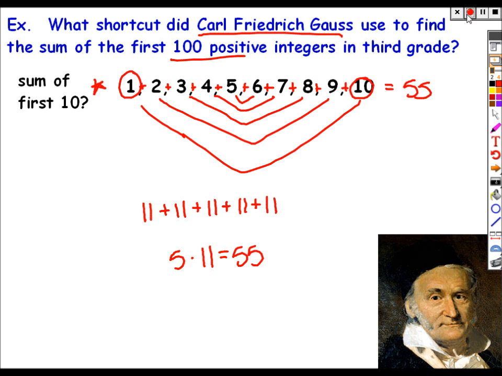Now if I look at 2, well 2 is 1 more than 1, but 9 is 1 less than 10. So 2 plus 9 also adds to 11, and I have all these pairs that add to 11.